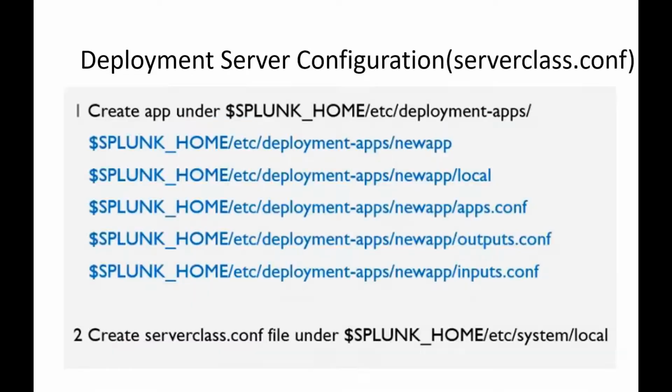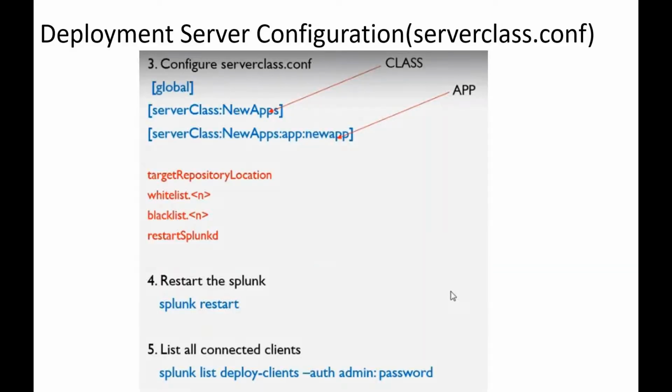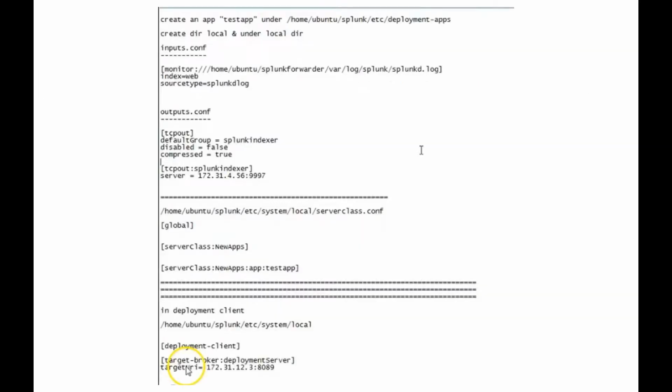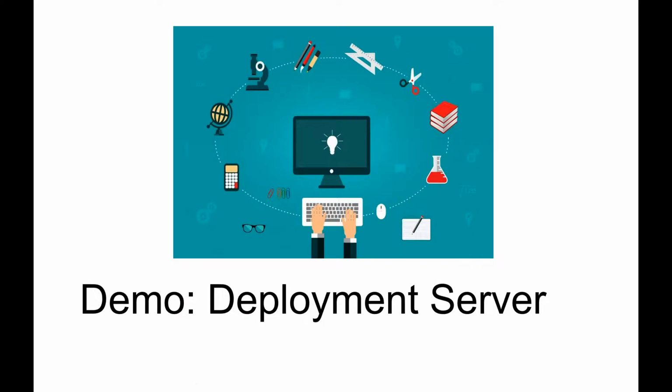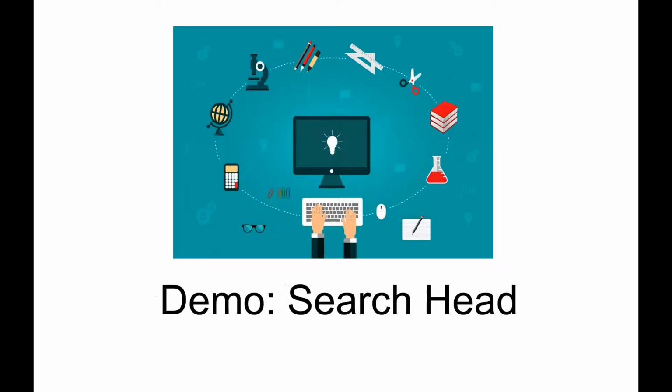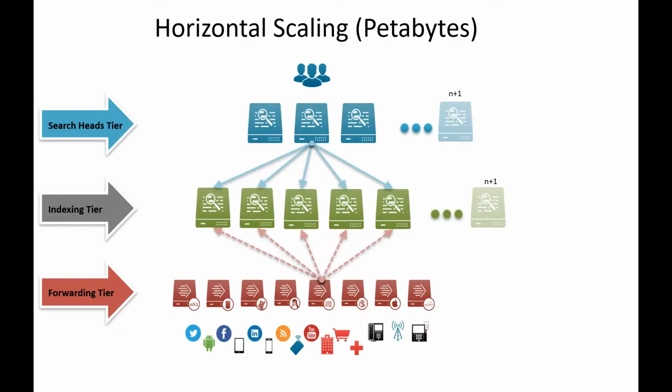This is the deployment server configuration. I don't want to complicate your understanding because this is least used actually. That's the reason. Now you see that this is the architecture, a good official image. Here you have a forwarding tier, a lot of sources going to the indexing tier, and then search.